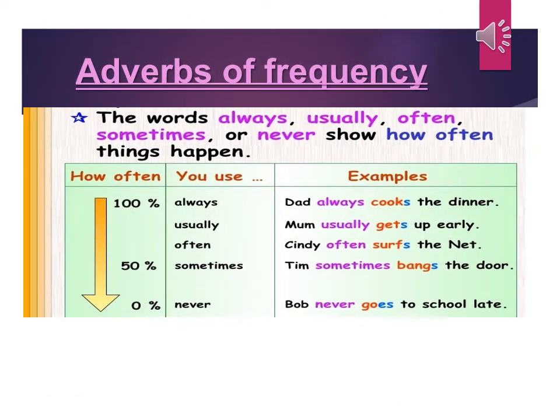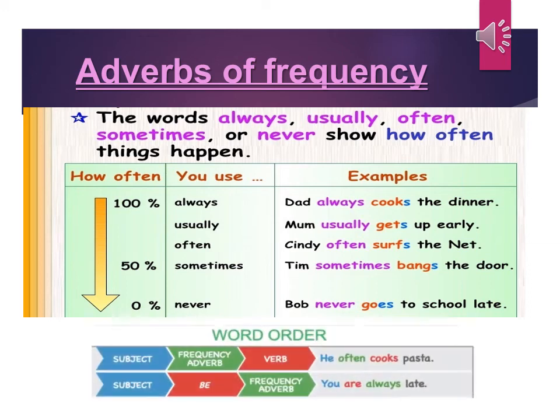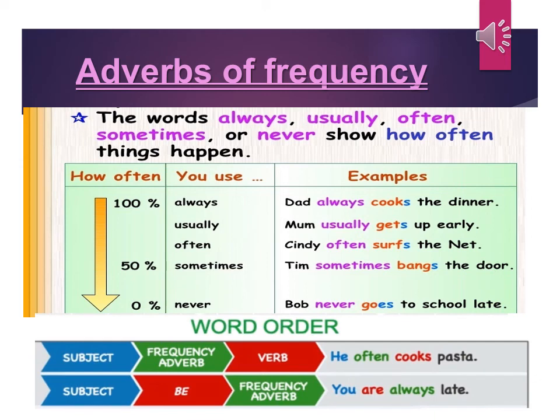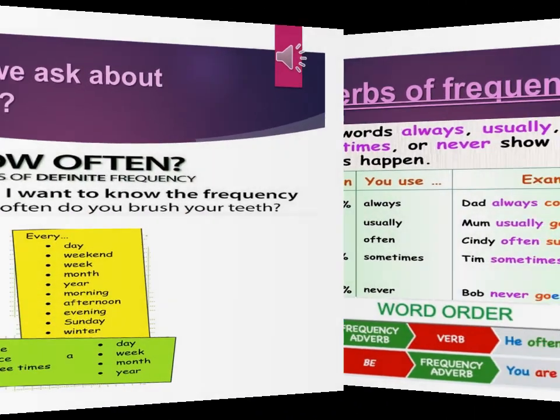We use adverbs of frequency when we talk about habits or when we want to say how often something happens. The adverbs of frequency are never, sometimes, often, usually, always. Notice here the word order between the adverbs of frequency and the verbs. With the main verb, the adverb of frequency comes before the verb. But with the verb to be, the adverb of frequency comes after the verb to be.